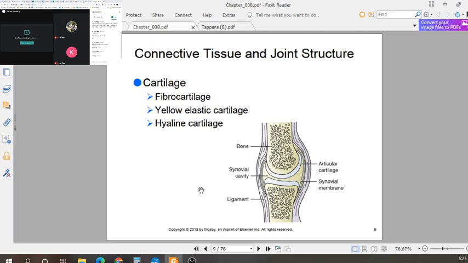Cartilage. We have 3 different kinds: white fibrocartilage, yellow elastic cartilage, and hyaline cartilage. The white and yellow are following what we've learned. White's going to be more dense. It's going to restrict motion. It's going to have more collagen. That's why it's white. Yellow has more elastin in it than anything else, so more flexibility and mobility.